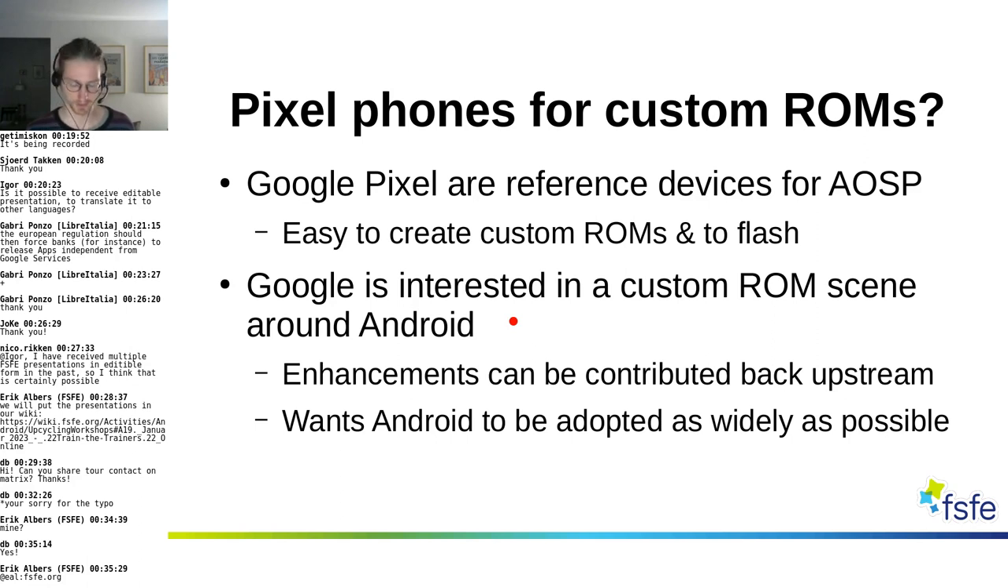And the reason might be that Google is interested in a custom ROM scene around Android, because this scene will come back with enhancements and innovations to the Android Open Source Project, and these can be contributed back upstream. And in the end, Google just wants Android to be adopted as widely as possible, and for Android to run on every mobile phone. So yeah, they want the Android Open Source Project to be a successful project.